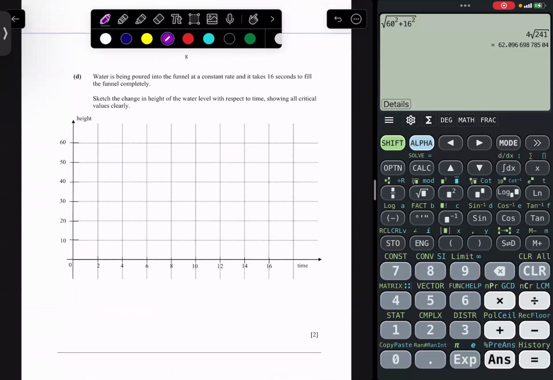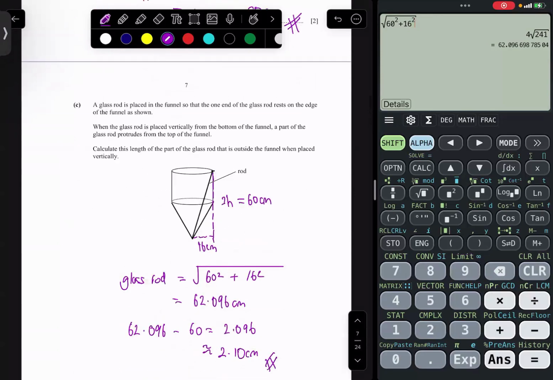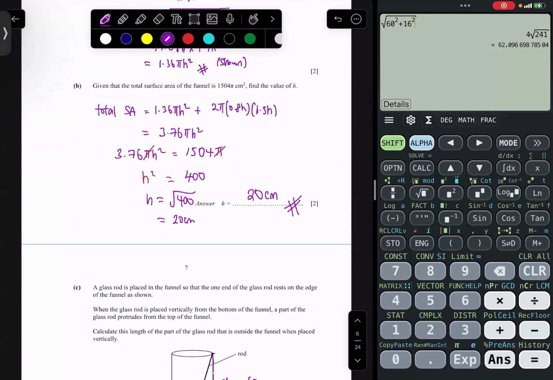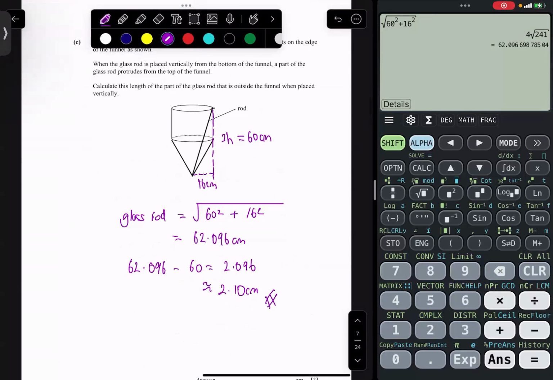Water is poured into the funnel at a constant rate and it takes 16 seconds to fill the funnel completely. Sketch the change in the height of the water level with respect to time, showing all critical values accurately and clearly. So at the end of 16 seconds, we must fill up the whole height. That is common sense. Then we compare both the volumes, the volume of the cone versus the volume of the cylinder. Now if you look at the formula itself.